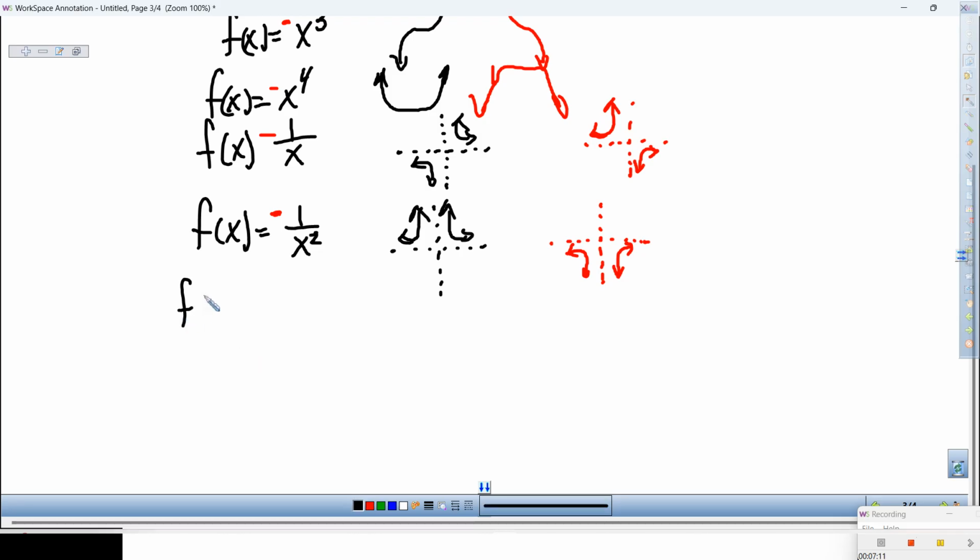How about f of x equals, I'm going to give you a parent function for the circle. Like that. Should look like this. Look up. If we set it equal to a number, it should be somewhere right here. And so on and so forth. So, those are the different functions.